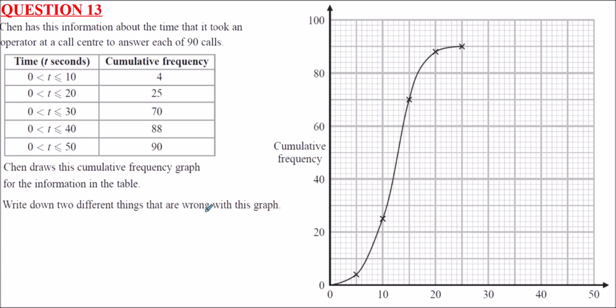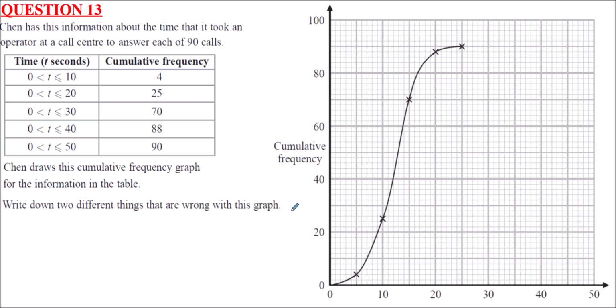Question 13, Chen has this information about the time it took an operator at a call centre to answer each of 90 calls. A cumulative frequency graph's been drawn from this table, and we need to find 2 different things that are wrong with this graph. This question struck me. Normally, if it's asking to spot 2 things that are wrong, you can normally pick more than 2. There might be 3 or 4 things wrong, but actually, there's only 2 things wrong with this, so you need to spot both and not include anything else.